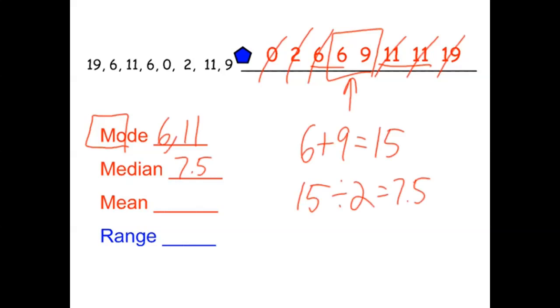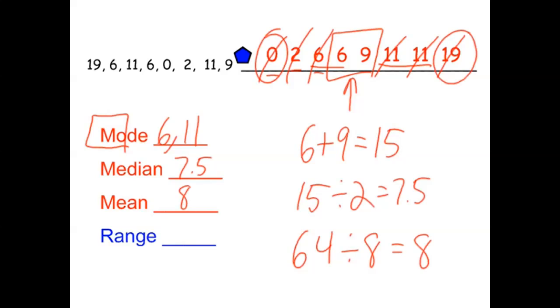The average, we would add up all these numbers, and if you add up all these numbers, you'll end up with 64, and there are 8 numbers in the data set, so we would divide 64 by 8. So our mean, or our average, would be 8. And the range is the high piece of data minus the low, and 19 minus 0 would be 19. We have a range of 19.